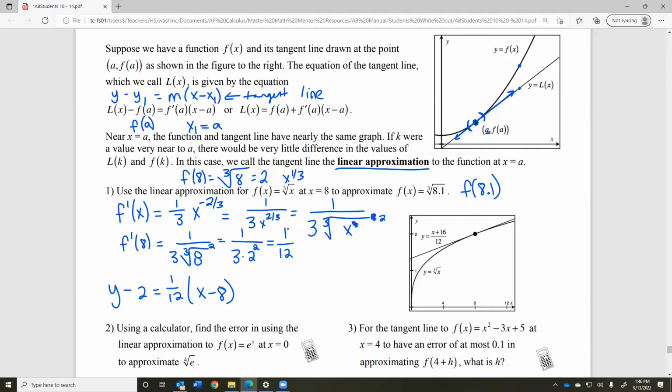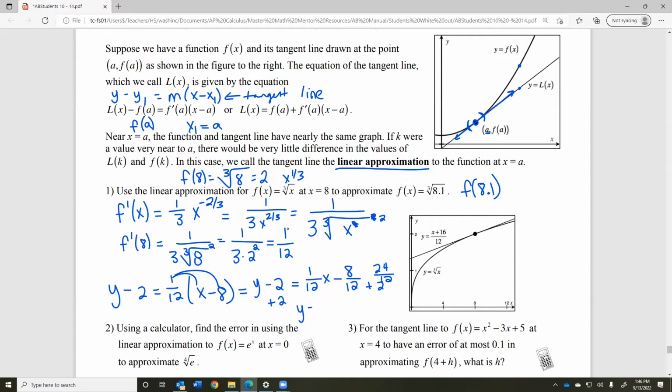the tangent line. So we can make this look a little bit nicer. We could multiply everything through. We can distribute the 1/12. So we get y minus 2 is equal to 1/12 x minus 8/12. And then we're going to add 2 to both sides. And 2 would be 24/12.